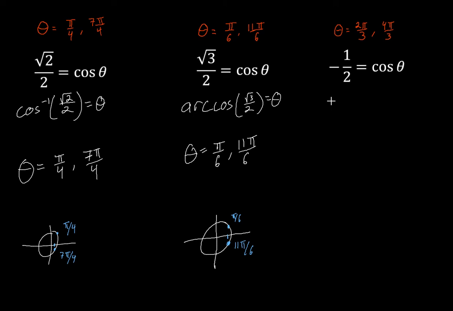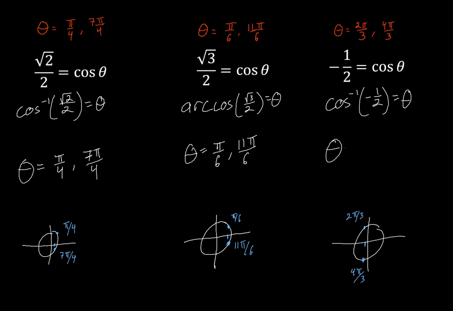Last but not least, let's go ahead and put an inverse cosine of both sides. When does cosine of theta equal negative 1/2? Cosine is our x value, so right up there and right down there at 2 pi over 3 and at 4 pi over 3. So with no restrictions means that both of those are going to be our answers.